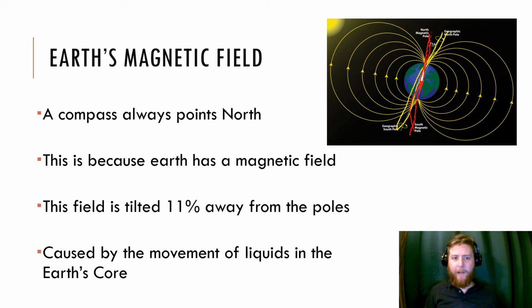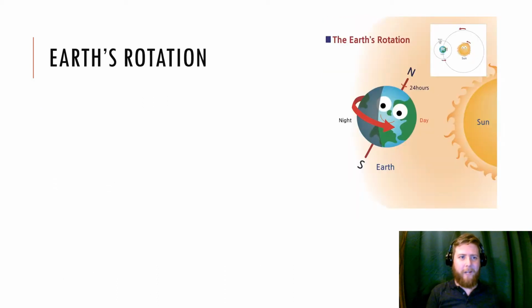And this is caused by the movement of liquids in the Earth's core. This molten iron and all these other things have magnetism to them. Anytime that you have magnetism moving around, it creates an electrical field, which creates a magnetic field. This magnetic field is really good for us. It keeps our atmosphere attached. So we like the magnetic field. We're big fans.